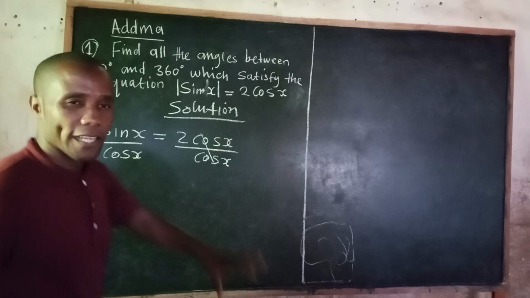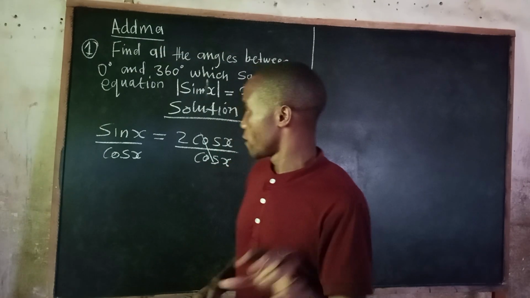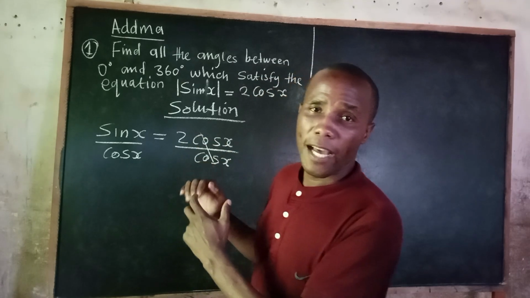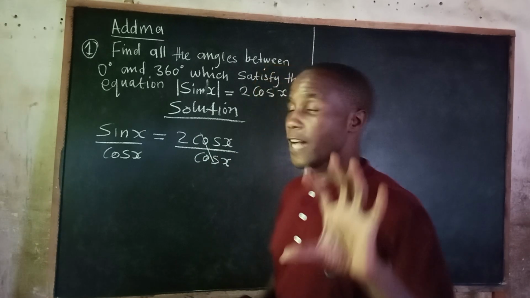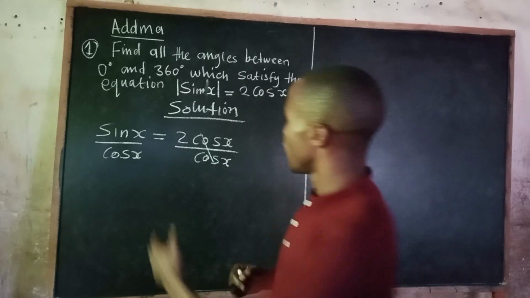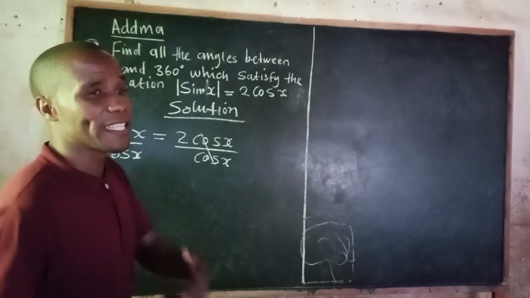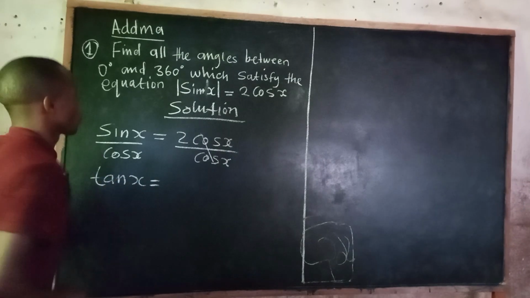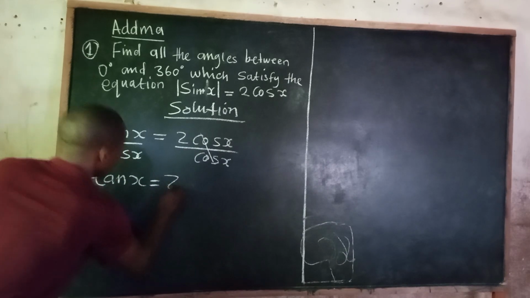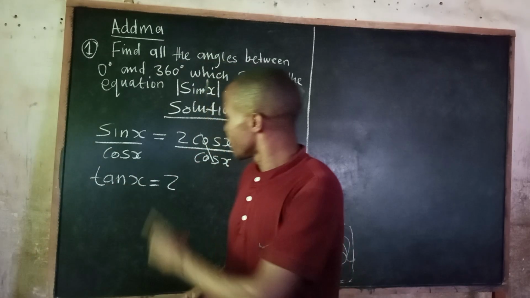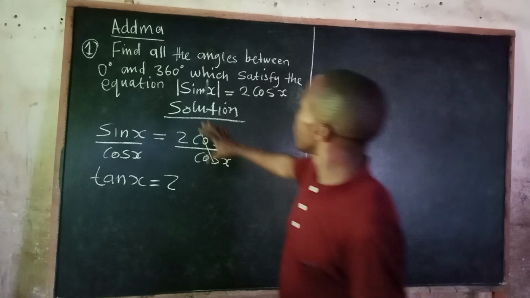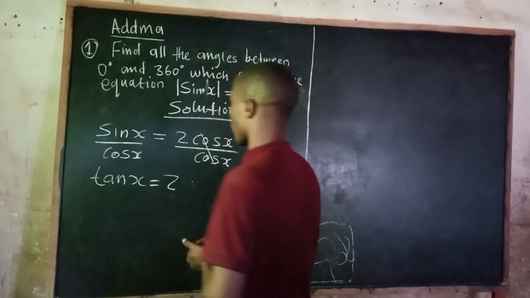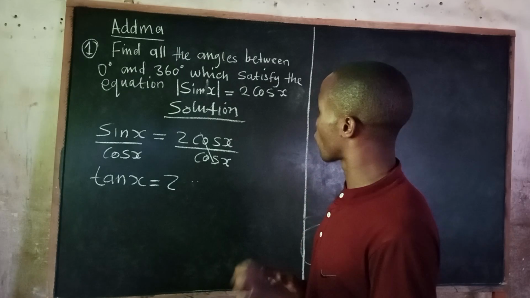Then on this side, if we go back to the identities, the quotient identity: when you have sin as a numerator and cos as the denominator, the answer is tan. Sin x over cos x is the same as tan x. So this is going to be tan x is equal to 2. We have just formulated one equation out of the modulus that we were given. This is equation 1. Let us go to the other equation.